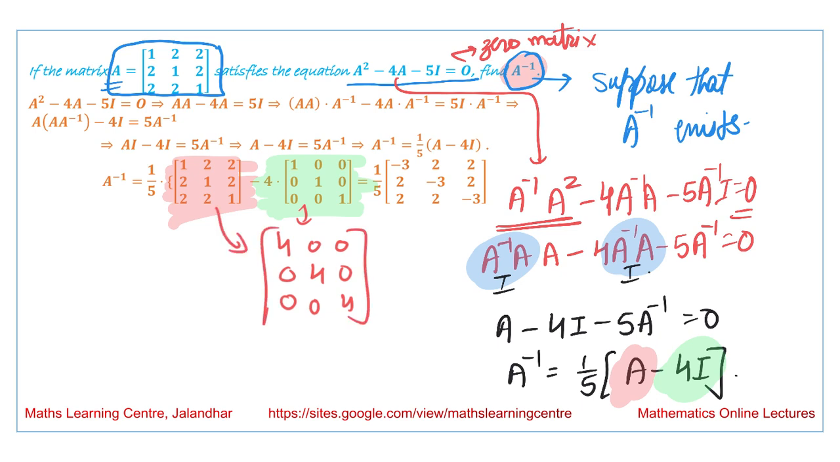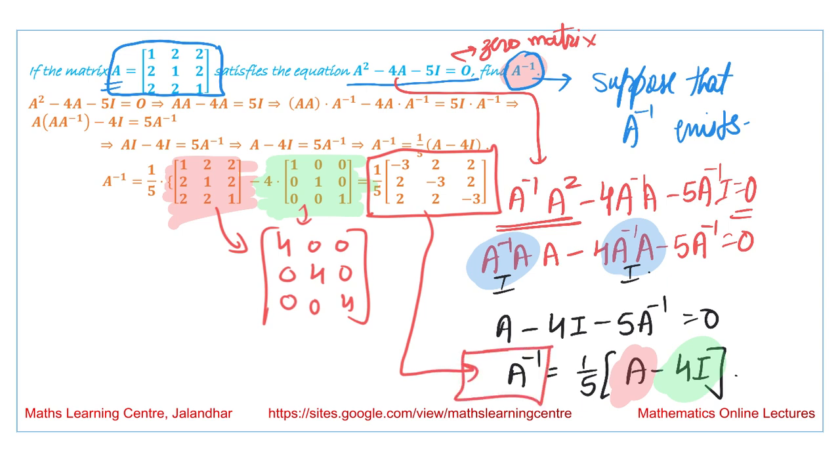So when we subtract these two values, we obtain the answer in this form, and that is equal to A inverse. So this is the required value. So we are saying that when A inverse exists, we have A inverse equal to this value.